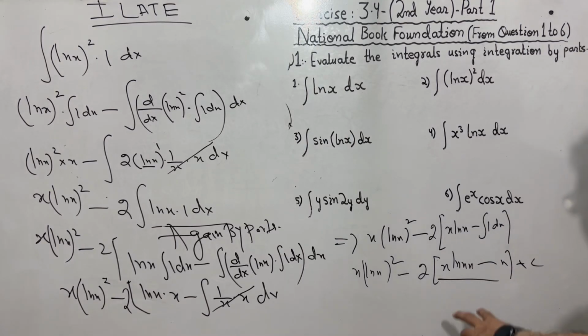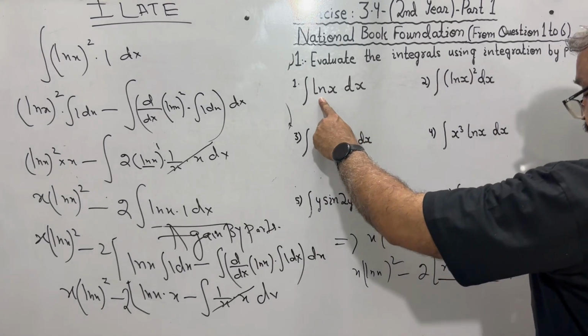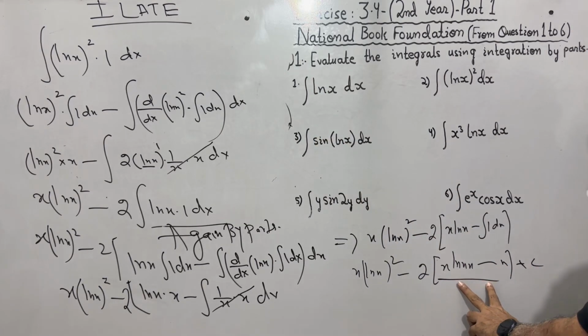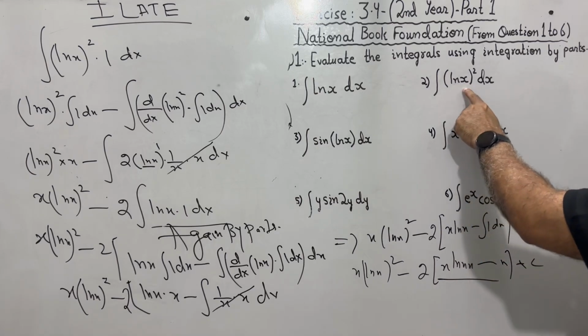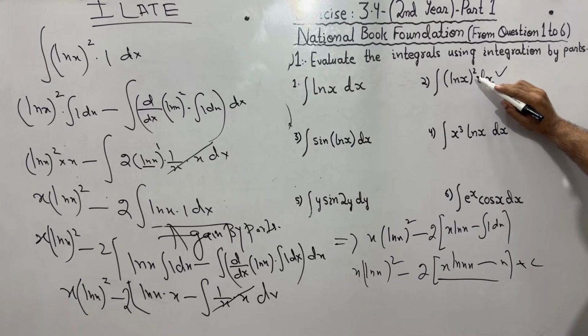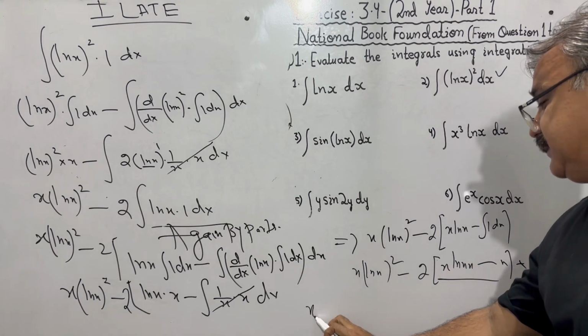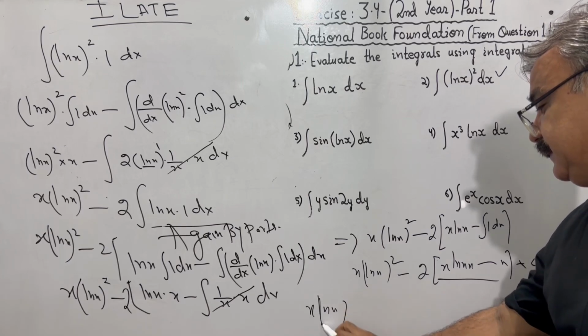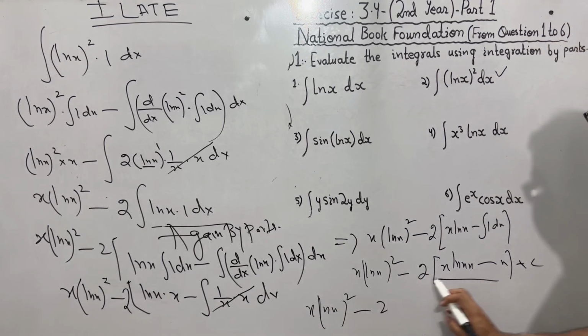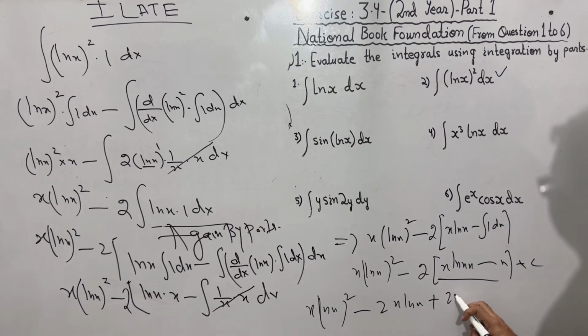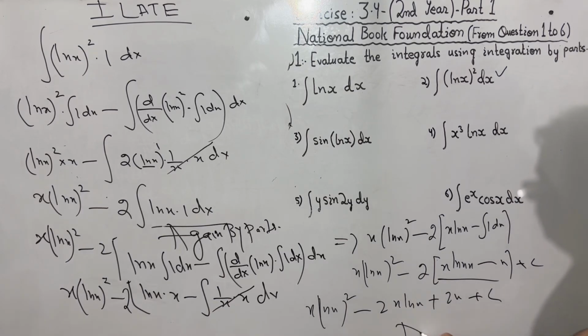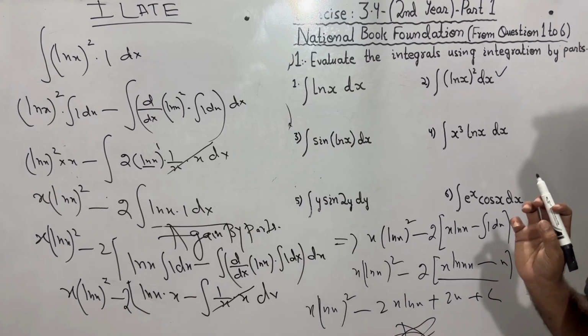Look, it is the same as the integration of ln x. So there is a square. We have to apply integration by parts 2 times. If there is a cube, 3 times. If the power is 4, 4 times, and so on. So our final answer is x (ln x)² minus 2x ln x plus 2x plus c.